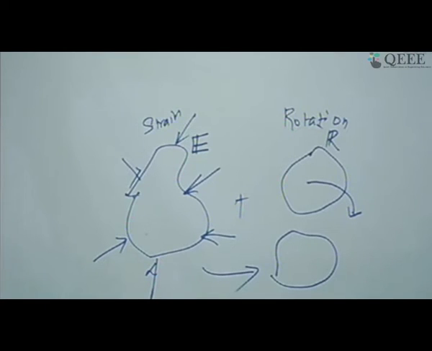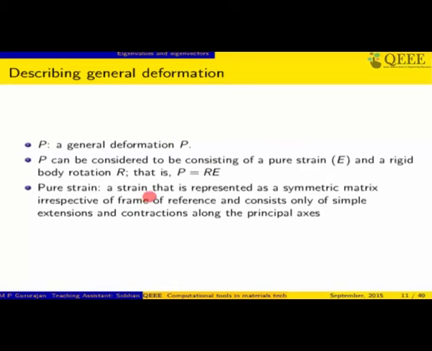Okay, so let's go back to the slides. Pure strain is a strain that is represented as a symmetric matrix irrespective of frame of reference. This is one of the properties of strain. Strain is a symmetric matrix. What do we mean by symmetric matrix? Strain is a 3 by 3 matrix, so it will have 9 components: 11, 12, 13, 21, 22, 23, 31, 32, 33.